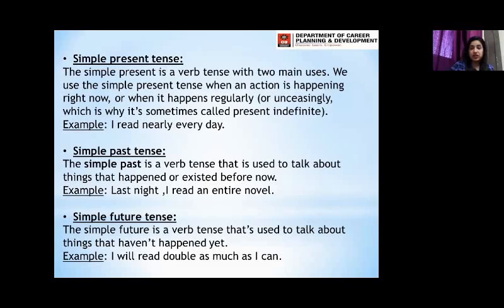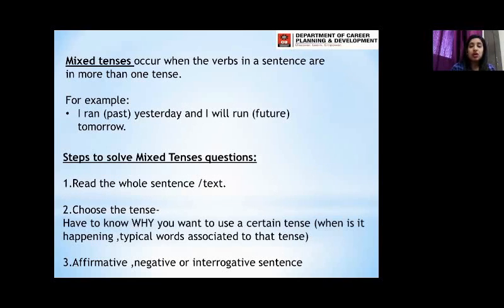Okay, so this is all about the three tenses: simple present tense, simple past tense, and simple future tense. Now coming to the concept of mixed tenses. Mixed tenses occur whenever the verbs in a sentence are in more than one tense.